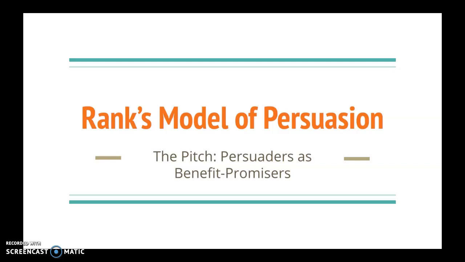Today, we're going to talk about Rank's model of persuasion, which is a model that describes how people intensify and downplay various different parts of their persuasive messages. And this information comes from a book called The Pitch: Persuaders as Benefit Promisers by Hugh Rank himself.